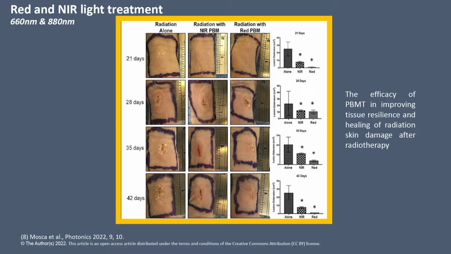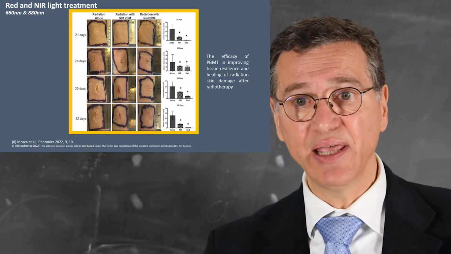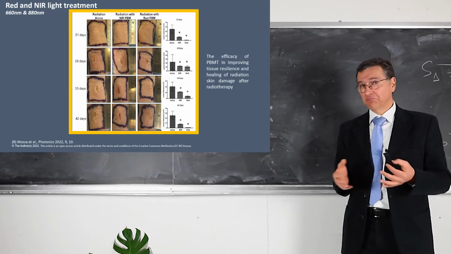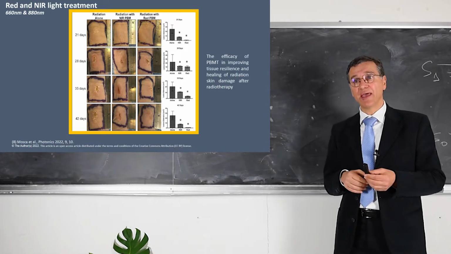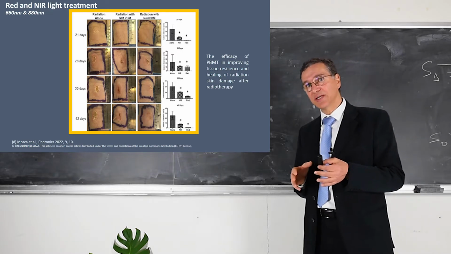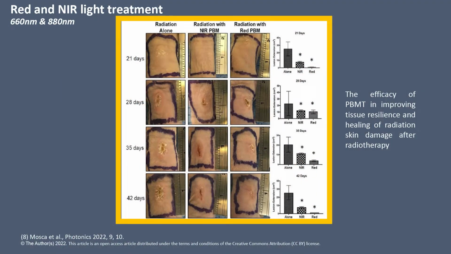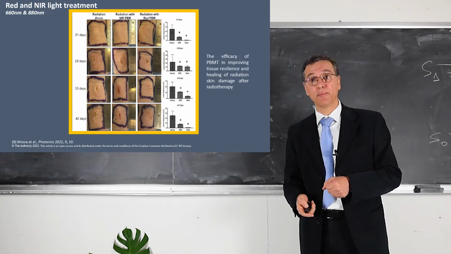In this second experiment, always on mice, the authors are acting with the red and near infrared. The wound is created by radiotherapy, and effectively after about 42 days we can really observe a healing process due to the red and the near infrared. But even more interesting, we see that the red is more effective than the near infrared, which is very consistent with the theory and the simulation that we have developed before.